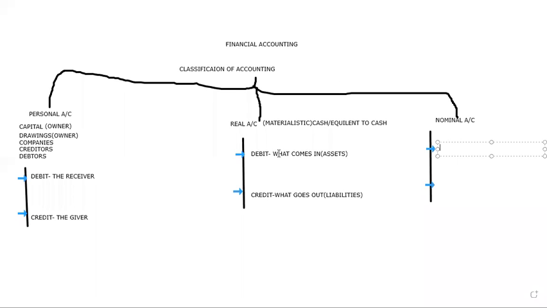Now, when it comes to nominal, we will follow the convention rule. What does the convention rule say? The convention of conservatism rule. What does it say? It says that you are going to take into consideration expenses and losses and be prepared, but do not consider incomes until you receive them in your hands.